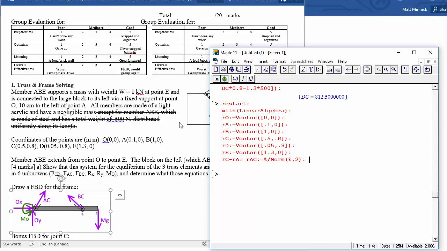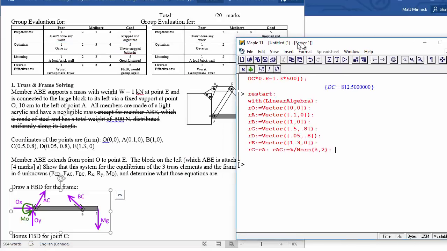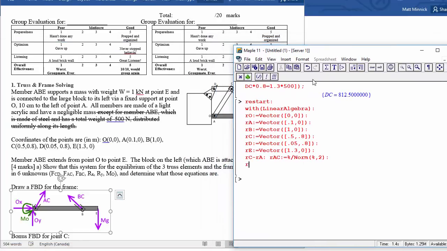Now we actually didn't need most of these coordinates defined in order to do that. So to get the unit vector from B to C, what we would do is RC minus RB. RBC is equal to mod over norm of mod 2. And what's nice about this thing is that if you're defining a bunch of unit vectors, you can just copy paste this onto the next line.